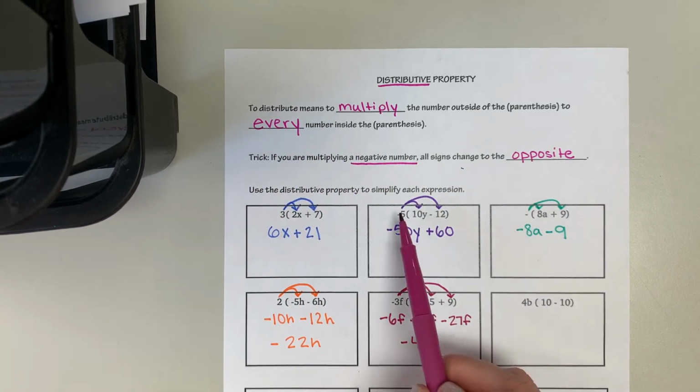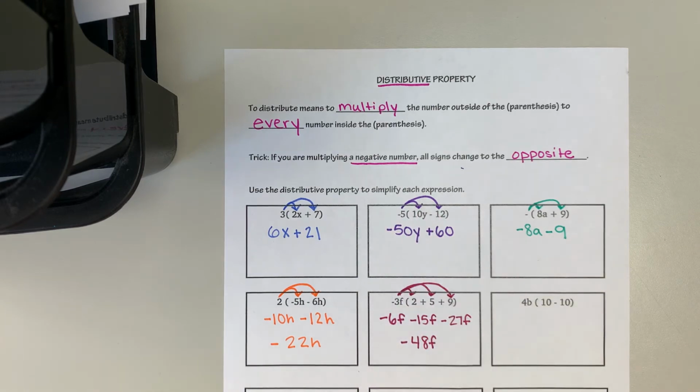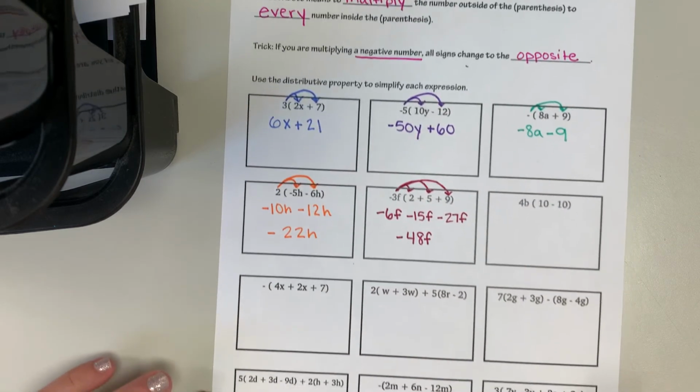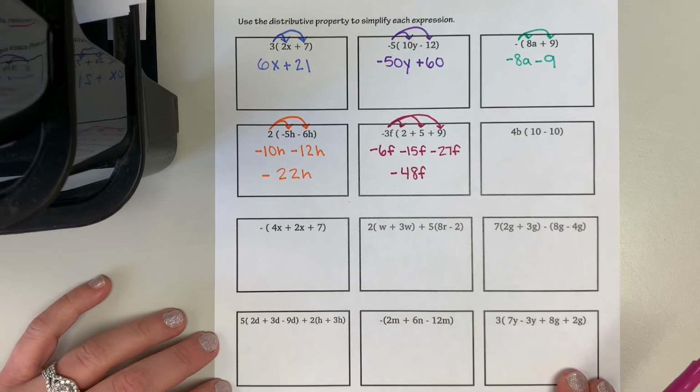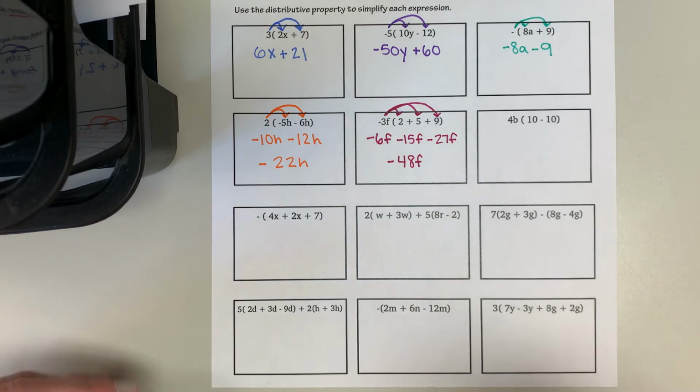So to distribute, you have to multiply the outside number by every number inside the parentheses. Also, don't forget, when you have a negative with it, that negative travels to everything in the parentheses and changes it to its opposite.